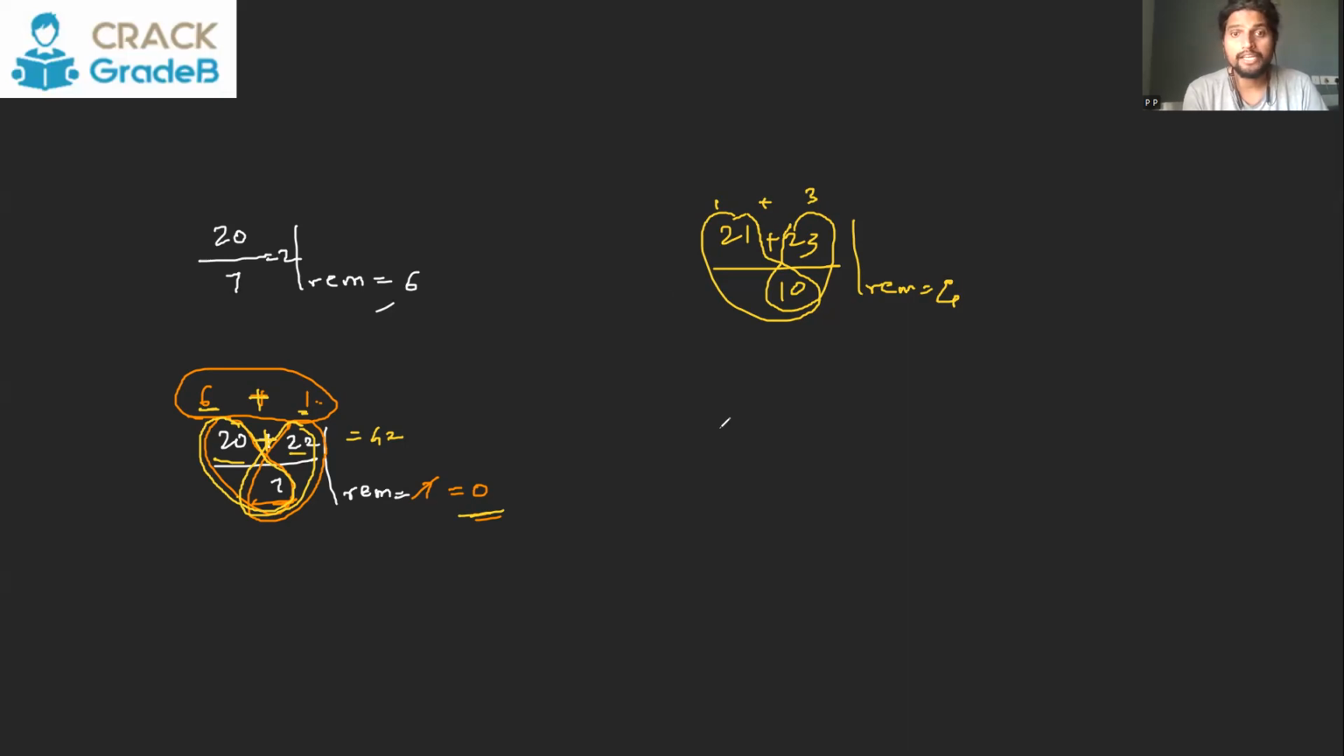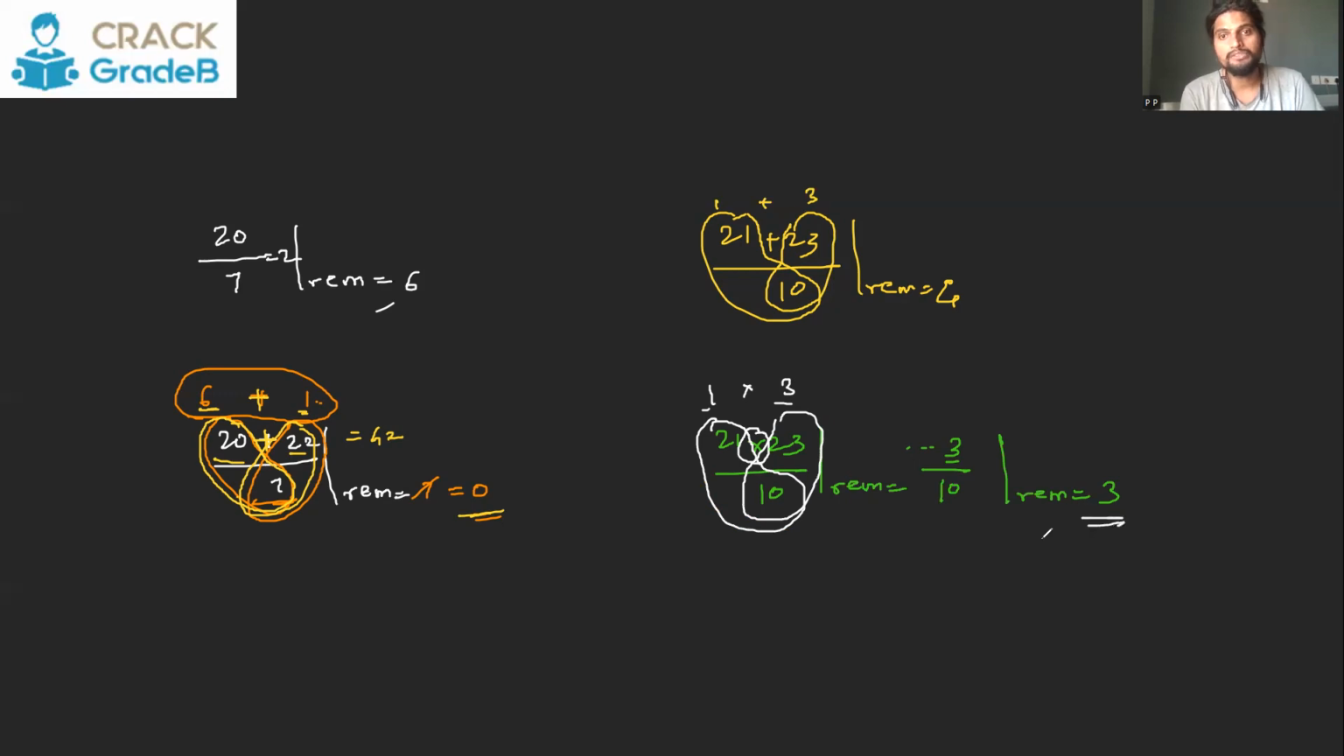What about the product? If I say 21 into 23 upon 10, what is the remainder? 21 into 23 naturally is going to end with the number 3. And whatever the number is, if we divide it by 10, the remainder is going to be 3, because 10's divisibility rule says last digit. So the last digit here being 3, the answer is going to be 3. But if you apply the remainder theorem now, this individual remainder is 1, this individual remainder is 3, and the sign between is into. So 1 into 3, the remainder is going to be 3.